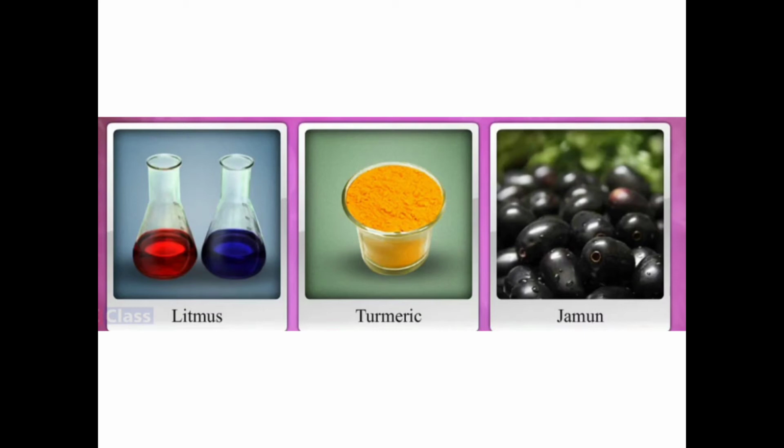Indicator means the substance which tells us whether the given substance is acidic or basic. So you have the litmus, turmeric, jamun, methyl orange, phenolphthalein. These all are the indicators.